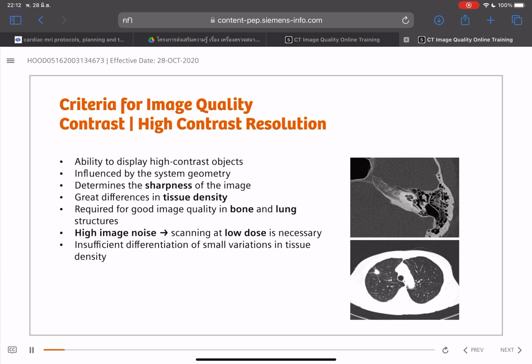High contrast resolution is the ability to display high contrast objects in the CT image. It is influenced by the system geometry and determines the sharpness of the image. High contrast images offer great differences in tissue density and are required for good image quality in bone and lung structures. High contrast images also suffer from high noise. Therefore, scanning at a low dose is required. On the downside, high contrast images do not offer sufficient differentiation of small variations in tissue density.